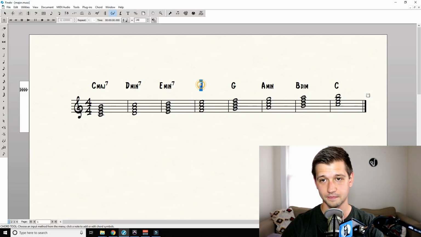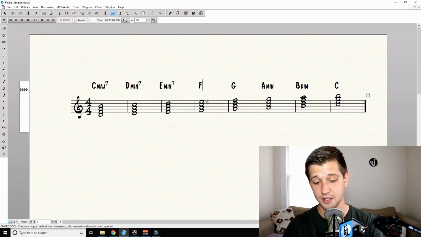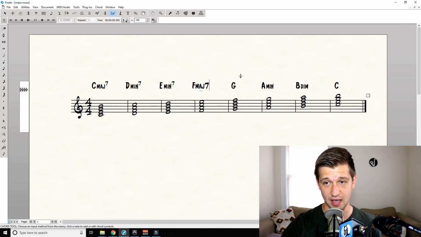Now F, take a look at this. It's going to be a major 7. E to F is a half step, right? If we go up just one semitone there, so we have F major 7.